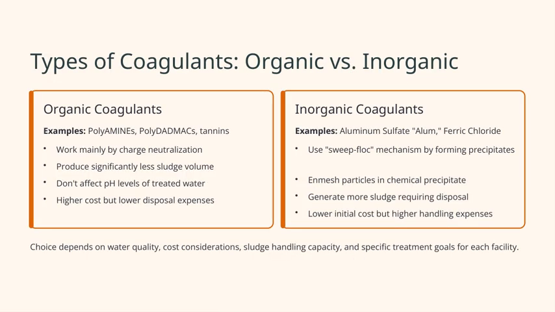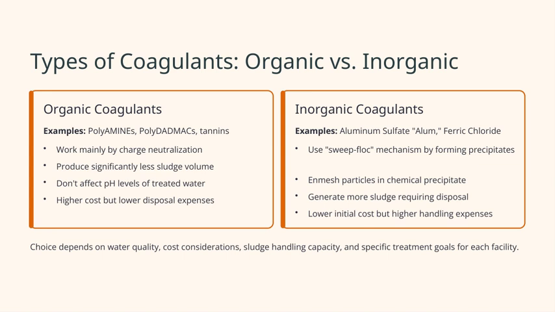Let's take a closer look at the different types of coagulants we use in water treatment, starting with organic versus inorganic options. Organic coagulants, such as polyamines, PolyDADMACs, and tannins, primarily work through charge neutralization. This means they help neutralize the charges on particles in water, causing them to come together and form flocs. One of the key advantages of organic coagulants is that they produce significantly less sludge volume compared to inorganic options. This can make sludge handling and disposal easier and less costly.